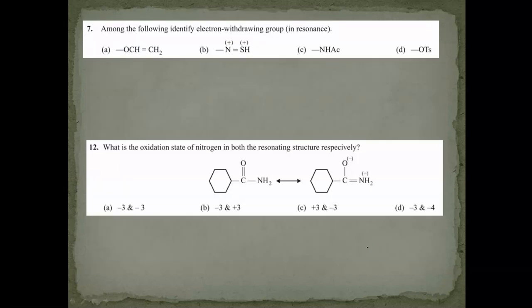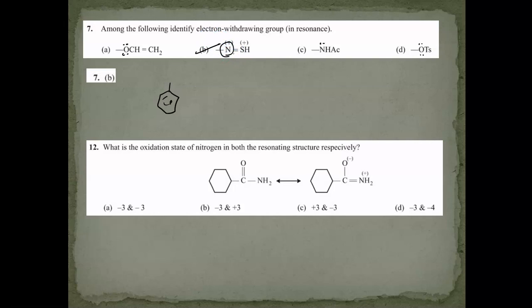Next, among the following, identifying the electron withdrawing group in resonance. So we know that if we say benzene, then minus R is given by a compound when the first atom has a positive charge or has an empty orbital. We can see out of this, the first one has a lone pair, so it will be plus R. The third one has a lone pair, OTs has O with a lone pair, so these are plus R. So in this case, N is having a positive charge, so this will be electron withdrawing or showing minus R effect. So answer for 7th question is B.